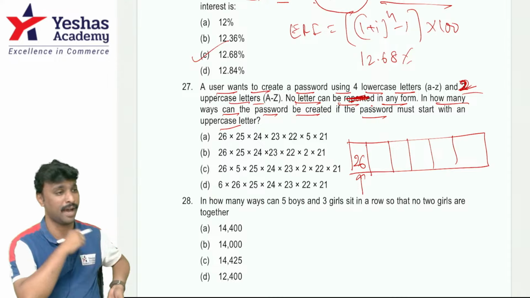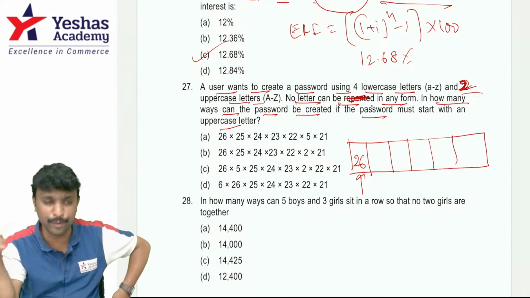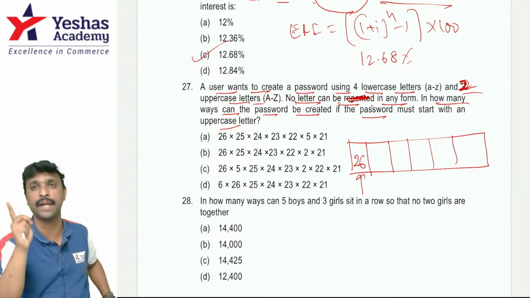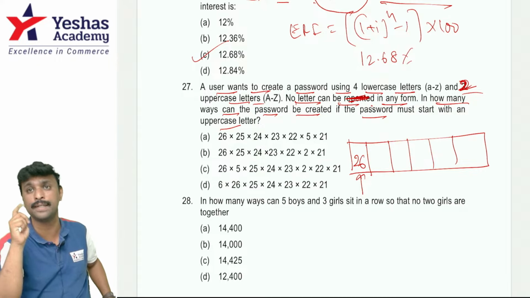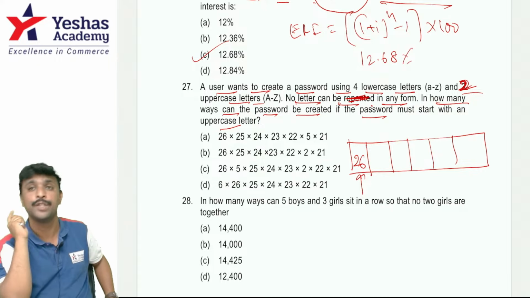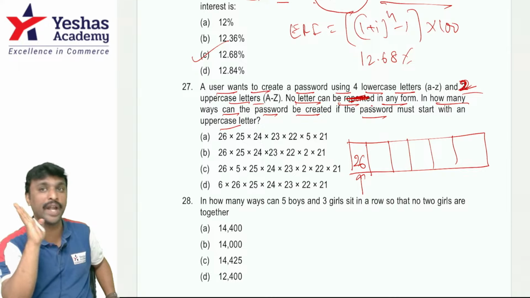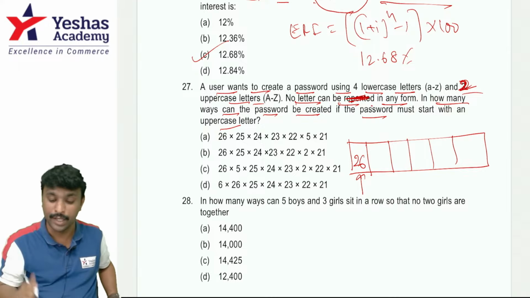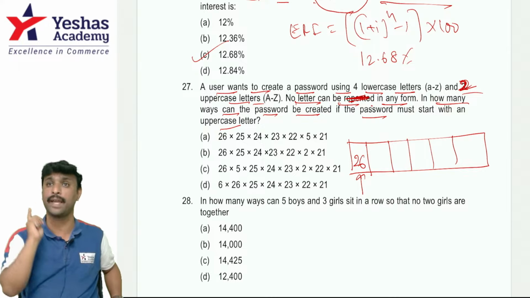25 letters are remaining. So out of 5 positions, I have to fill 1 uppercase letter, because 2 uppercase letters I am allowed to use. Correct. So how many uppercase letters are remaining? 25 uppercase letters are remaining. So that 1 uppercase letter I can fill in 25 ways. That uppercase letter can go in any of these 5 boxes.